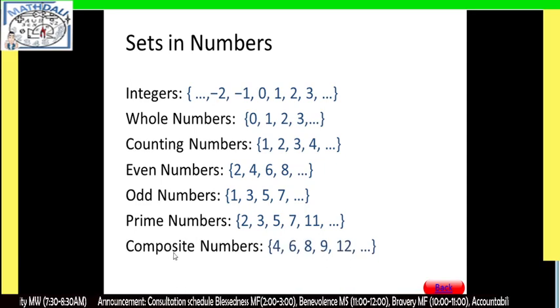Next. Composite numbers. What do you mean by composite numbers? Composite numbers are numbers that has more than 1 prime factors. We have 4, 6, 8, 9, 12, and so on and so forth. 4. Why is it that 4 is a composite number? That is because aside dun sa 4 times 1 na factors, meron pa tayong 2 times 2 that will give us 4.